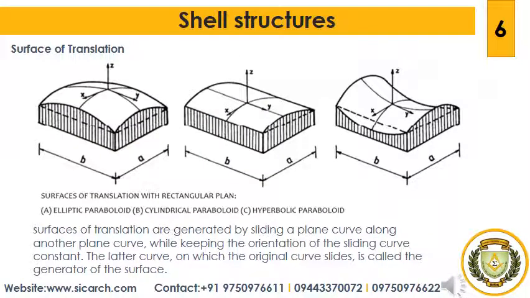So next is the surface of translation. Surfaces of translation are generated by sliding a plane curve along another plane curve while keeping the orientation of the sliding curve constant. The latter curve on which the original curve slides is called the generator of the surface. In the special case in which the generator is a straight line, the resulting surface is called a cylindrical surface. If two parabolas are similar, the surface becomes a surface of revolution called paraboloid of revolution.